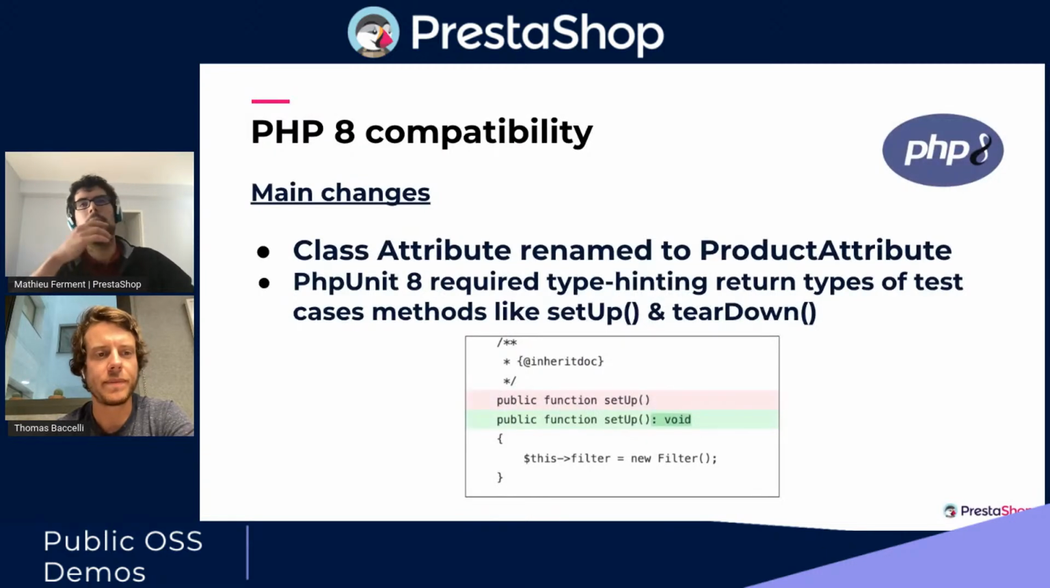Exactly. Yeah. And then also the switch from PHPUnit 7 to 8 required type hinting every return type. So if you had some PHPUnit test cases for your code using setUp, for example, you will have to put every return type all over. And Thomas, actually, this was most of the changes. There were obviously some little changes from PHP 7 to PHP 8, but overall, I feel like it was a little bit easier to do than, let's say, PHP 7.2 to 7.3 or 7.3 to 7.4.